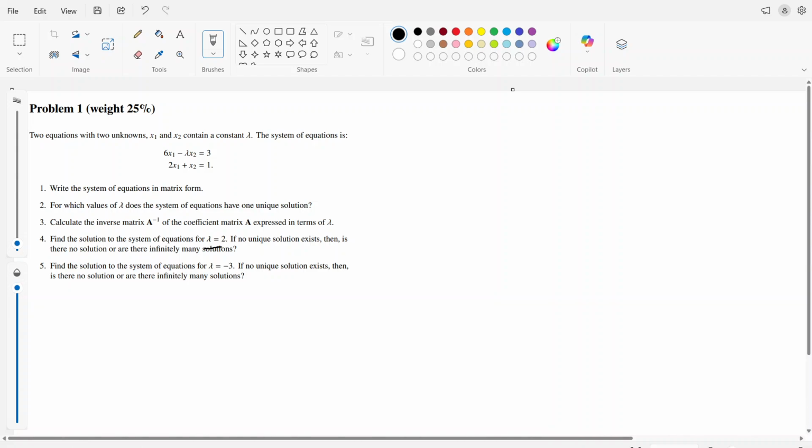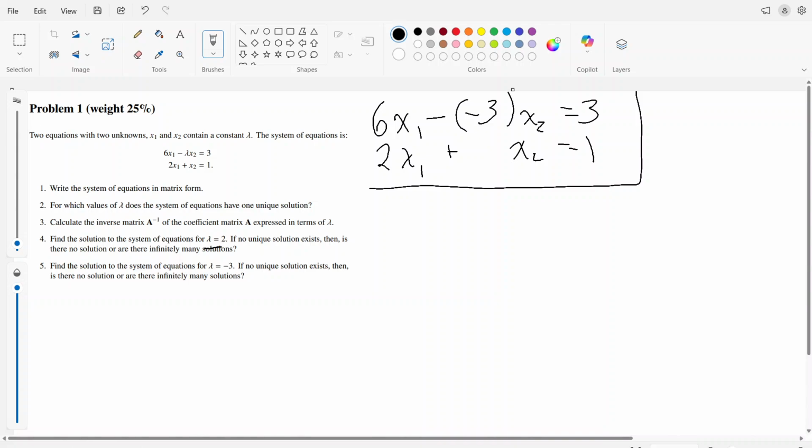And this is what's nice about exams like this: once you know how to do one part, you basically know how to do the other part. So when you substitute lambda equals -3, the equations become 6x1 minus -3x2 equals 3, and the second equation becomes 2x1 plus x2 equals 1. Now we can simplify the equations because the double negatives make a positive. So we have 6x1 plus 3x2 equals 3, and this one can stay the same: 2x1 plus x2 equals 1.